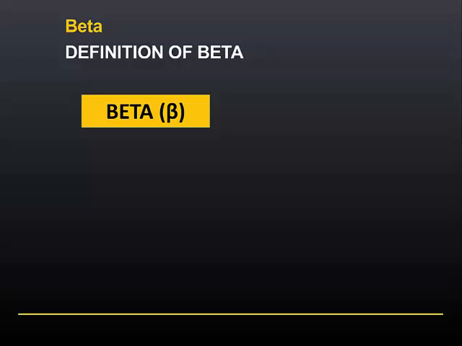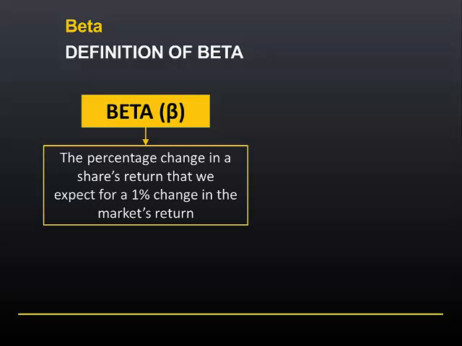Beta tells us the percentage change in a share's return that we can expect following a 1% change in the market's return. If the market return increases by 1% and a share has a beta of 1, then the returns on the share are expected to increase by 1%. If the share has a beta of 2, returns on the share are expected to increase by 2%.